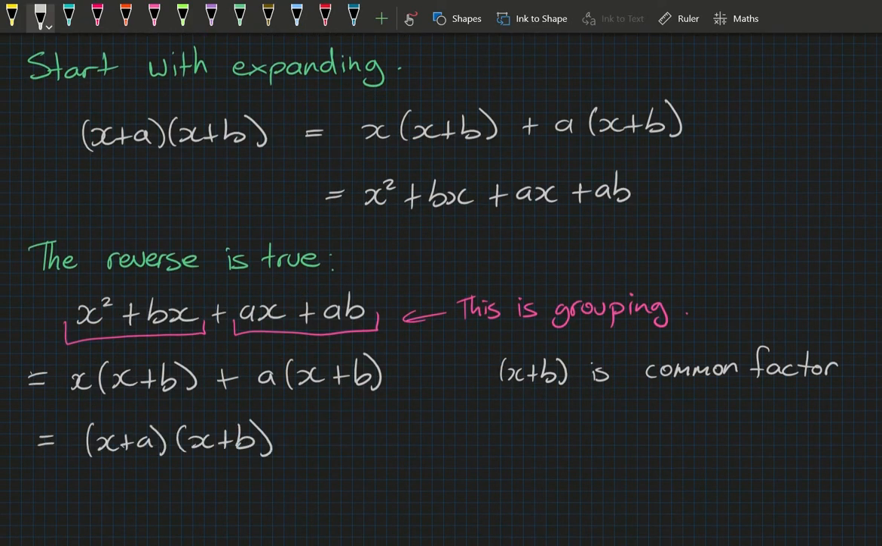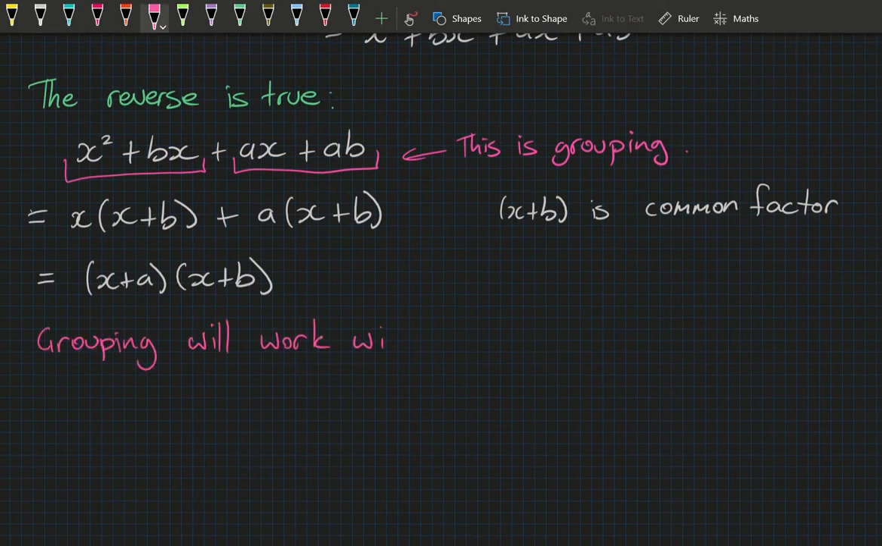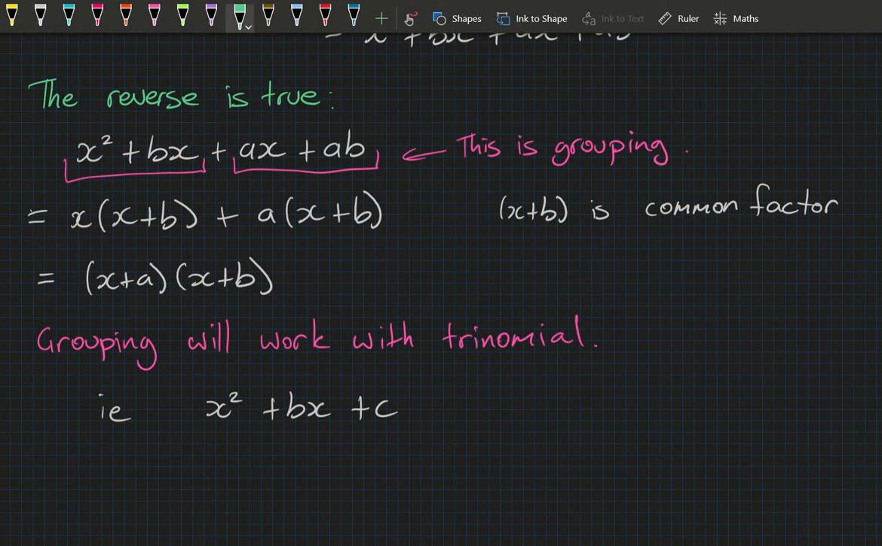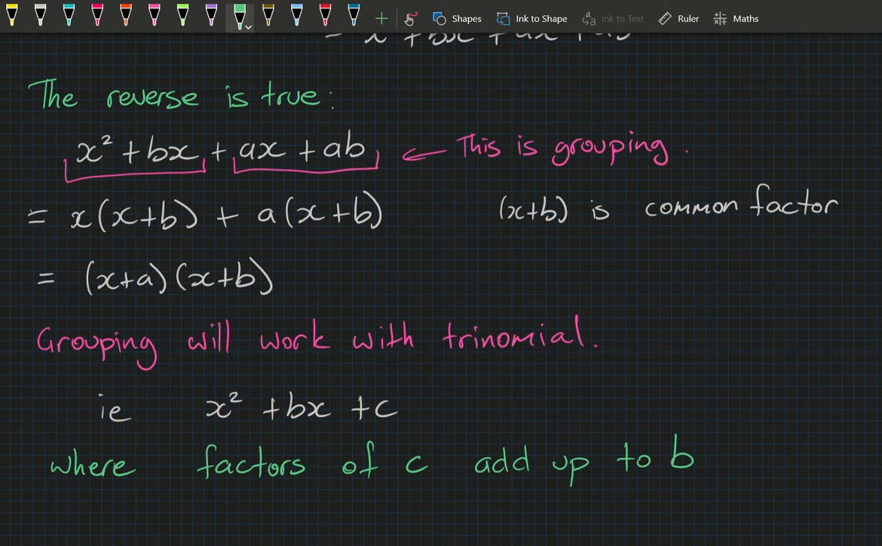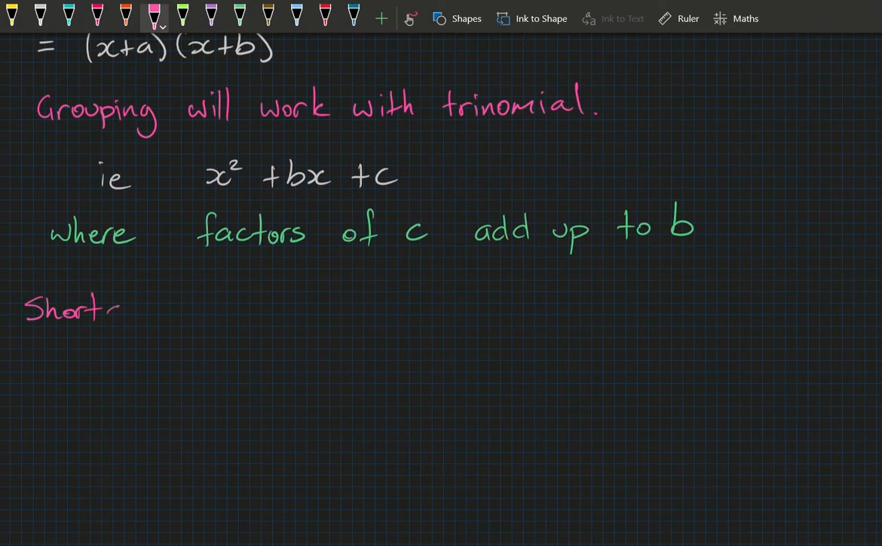Now this method of grouping will work with any trinomial, x squared plus bx plus c, providing that the factors of c add up to b. And we'll go into that in much more detail in our next lesson. There are also other tricks that we can use to make it quicker to factorise trinomials, such as finding shortcuts with perfect squares or difference of perfect squares.